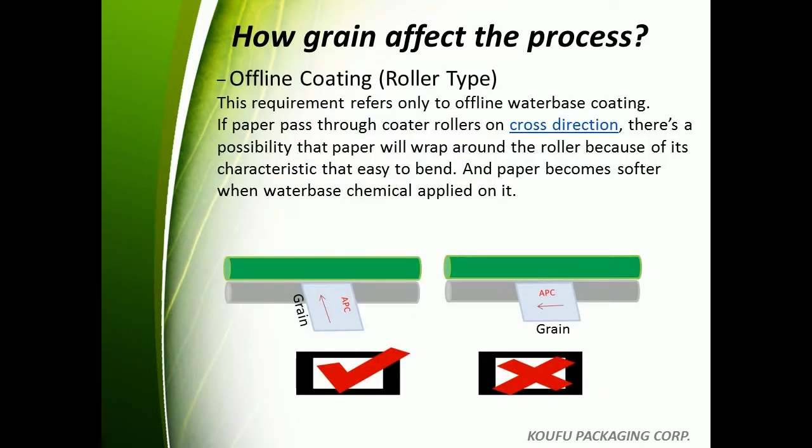Offline coating, roller type. This requirement refers only to offline water-based coating. If paper is passed through coater rollers in the cross direction, there's a possibility that paper will wrap around the roller, because of its characteristic that it is easy to bend. And paper becomes softer when water-based chemical is applied on it.